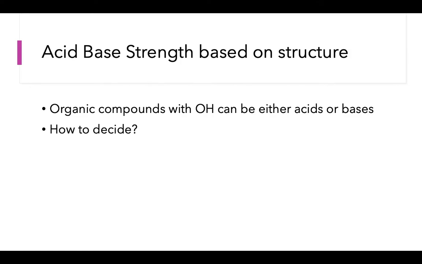Acid-base strength based on structure. This I have talked about, and in fact, I've just pulled those slides into this presentation. These are typically organic acids and bases. They typically can have an OH or a nitrogen in them, and we can decide based on that whether they are acids or bases. And how do you decide which is stronger?